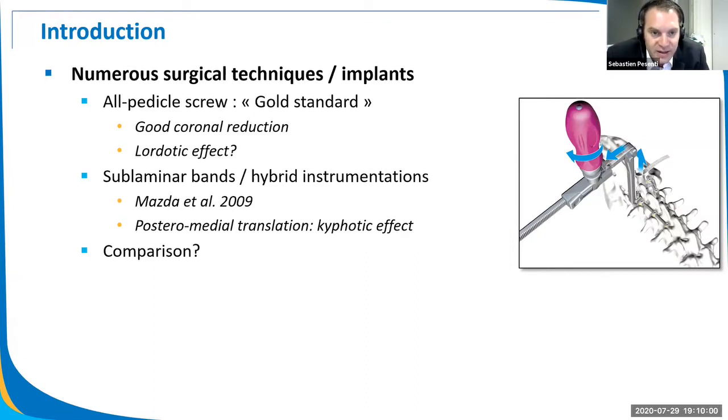In 2009, sublaminar bands were introduced by Mazda et al., who was the former chief of the department of pediatric orthopedics in Paris. The principle of these implants is that by putting sublaminar bands on the spine, you will pull the spine backward and towards the midline. It's called posterior medial translation, and it's supposed to have a kyphotic effect. But so far, there was no comparison available in the literature between the gold standard, the all pedicle screw instrumentation, and the hybrid instrumentation using sublaminar bands.